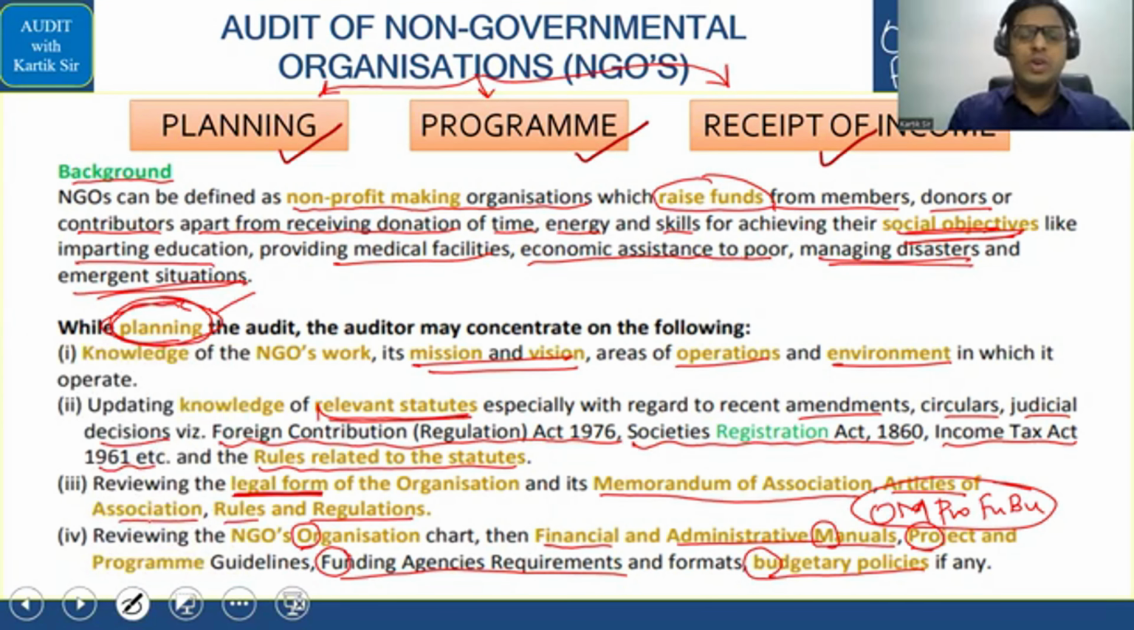Okay. First of all, you're walking on the village road. ये अपना था village road story या तो फिर village road NGO story. So while planning the audit, the auditor may concentrate on the following. Planning मतलब होगा audit करने के पहले, तो auditor क्या क्या चीज पे focus करेगा? Auditor will focus on the mission and vision of the NGO.